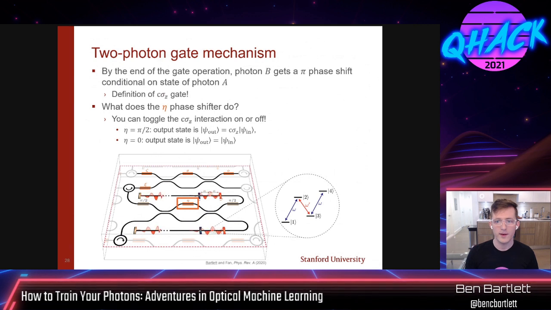So you might wonder, what does this little eta phase shifter do? And what this does is it adjusts the overlap of the spatial modes in the scattering cell, so you can toggle the interaction on or off. So if you set eta to pi over 2, then the photons will maximally mix in their spatial modes, and they'll interact with each other in the atom, and the output state is equal to CZ times the input state. But if you set eta equal to 0, then the photon in the top waveguide stays in the top waveguide, and the bottom one stays in the bottom waveguide, and they don't interact with each other. So the output state is just the input state. So you can turn the interaction on or off.